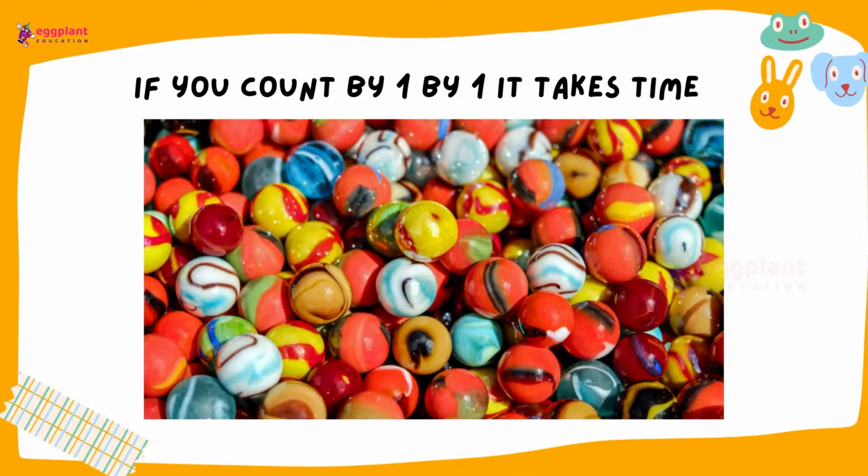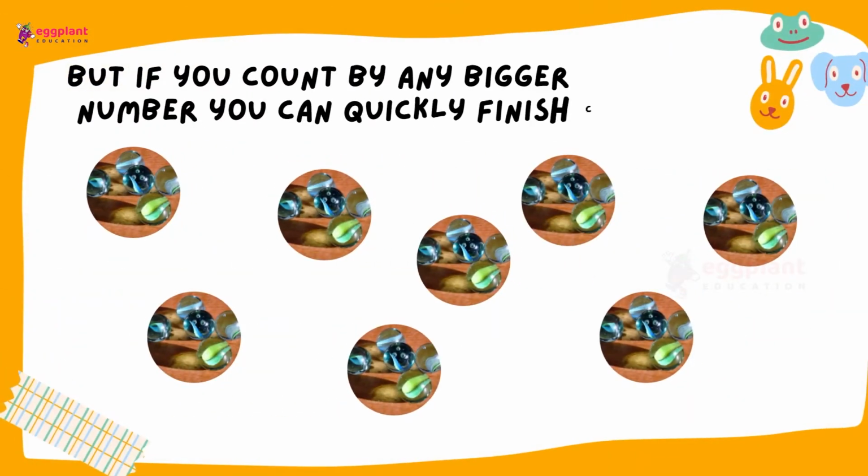Suppose we have to count marbles which are in hundreds. Counting one by one will consume more time. Hence, we skip count them by any big number such as 10s, 20s, 5s or anything. Then we can quickly count them. So with lots of examples using hundreds chart, number line and real-time examples, let us learn how to skip count by different numbers.